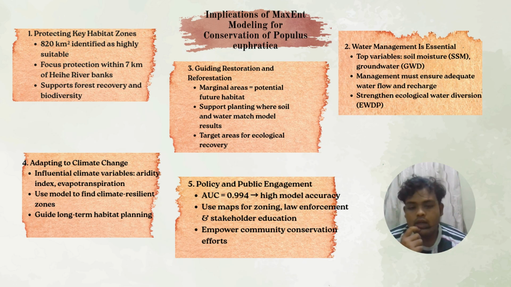And finally, the model with an AUC value of 0.994 makes it a reliable tool for decision making. The outputs can support zoning, land use planning, and even community education, and it can also help engage local stakeholders in forest protection. In conclusion, the MaxEnt model is more than just a predictive tool. It provides practical, science-based guidance for protecting and managing Populus euphratica in one of China's most fragile arid ecosystems.